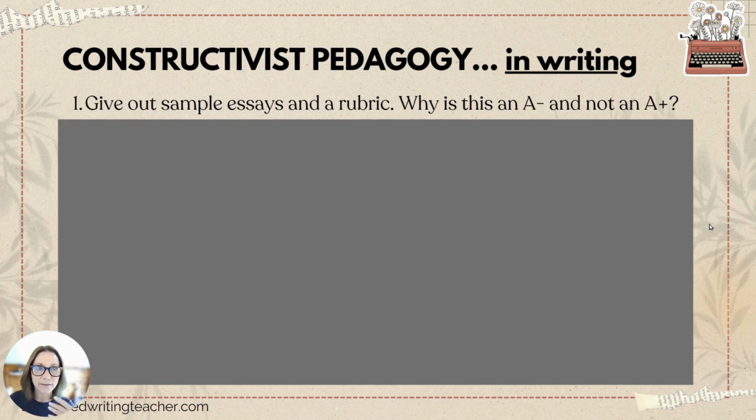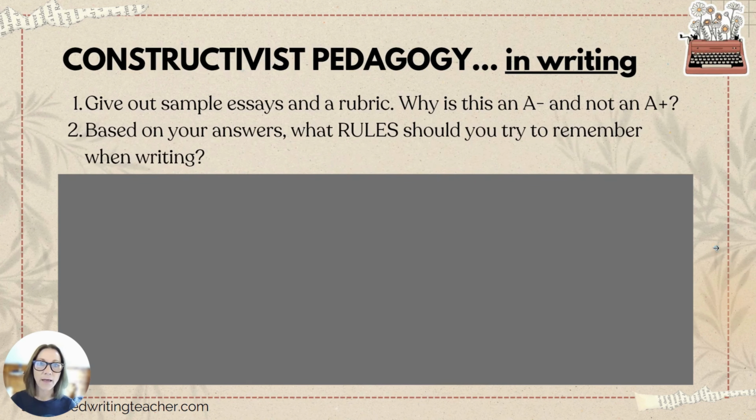I often hand out sample essays, and then I give them a rubric, and then I say, what would you grade this? And then, okay, you all give me your reasoning. And then you can move on to the second part, which is based on your answers as a trio. What rules do you think all writers should remember when they are doing an essay? And they start making a list of rules of things to include and not include. I would put them all up on the board, even the wrong ones. Make a massive list of all the things that they think.